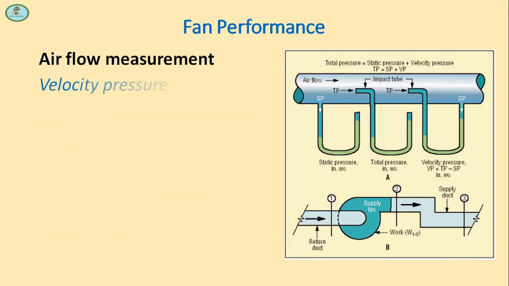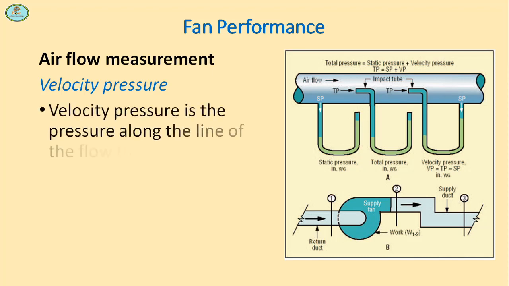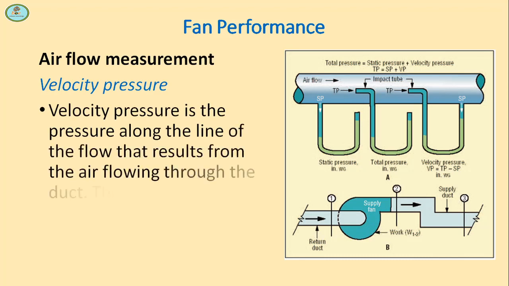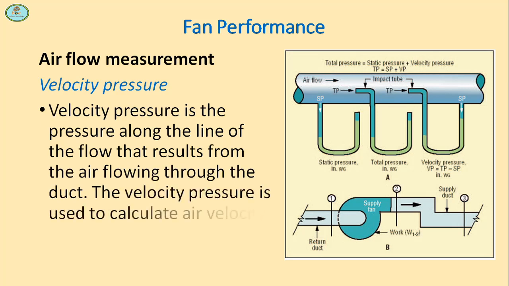Velocity pressure. Velocity pressure is the pressure along the line of the flow that results from the air flowing through the duct. The velocity pressure is used to calculate air velocity.